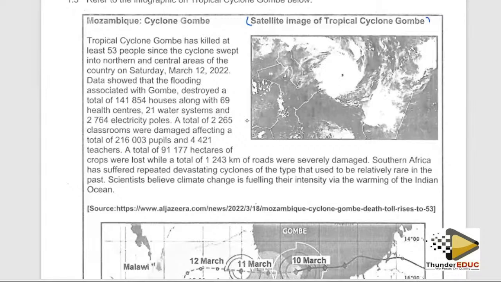Southern Africa has suffered repeated devastating cyclones of the type that used to be relatively rare in the past. Scientists believe climate change is fueling their intensity via the warming of the Indian Ocean. Right. Let's check on the questions.